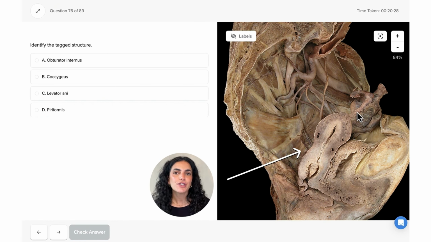In this dissection, we're looking at a sagittal view of the pelvis. To orient ourselves, more anteriorly, right over here, is where we're going to find the pubic symphysis. The pubic symphysis is the connection where the two pubic bones articulate with each other along the anterior aspects of the pelvis.